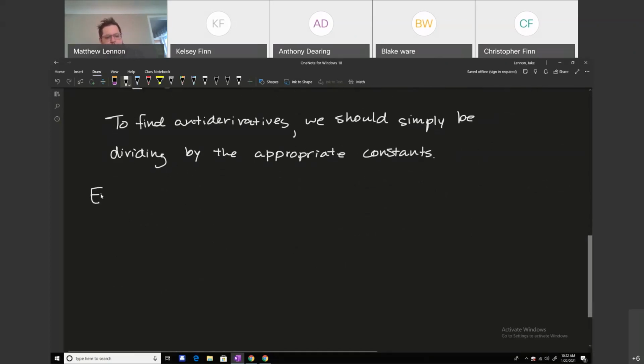So, example. Let's use the same notation because we're already used to the notation. I'm just going to say compute each indefinite integral.